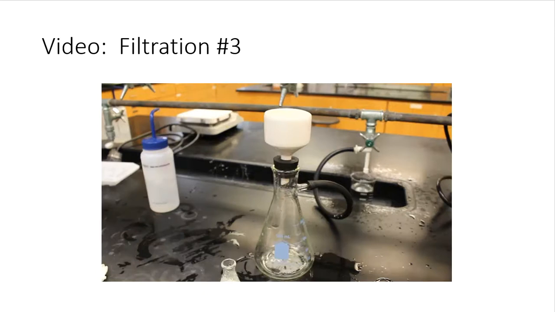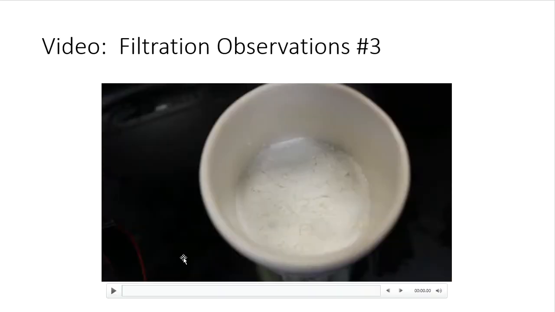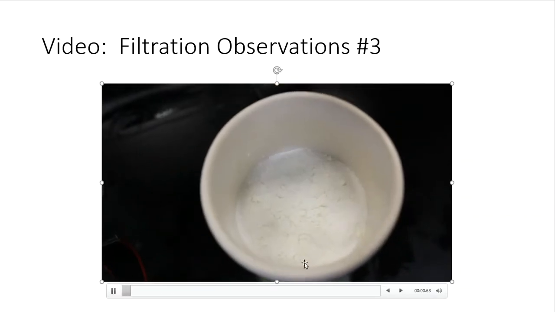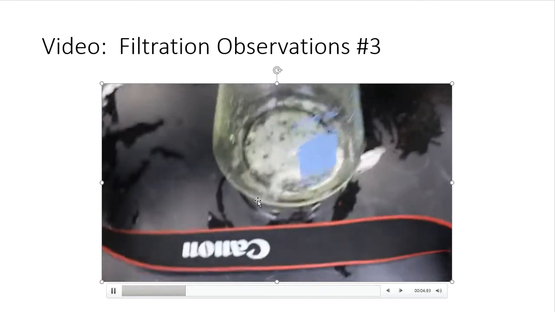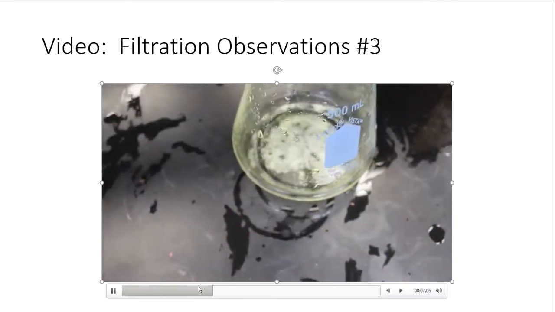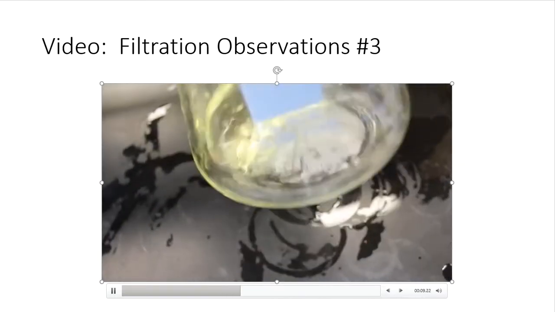Okay, so there's the filtration of product number 3. As with the other two, I'm going to give you a short video on the crystals of what they look like in the Buchner funnel. So here is the crystal from step number 3, and then there's the filtrate as well from that filtration step.